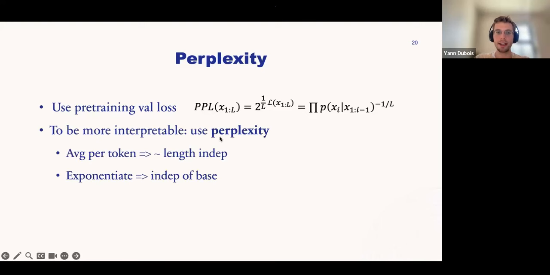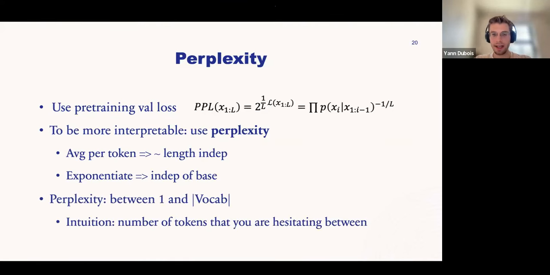And Perplexity is simply a more interpretable version of this validation loss, where instead of taking just the loss, you take the average of the loss over the entire sentence. This is essentially to make your loss somewhat independent of the length of the sentence that was generated. And then you take this exponentiation here. So 2 to the power of the average loss. And this is because you want the loss to be essentially independent of the base that you're using in your log loss.